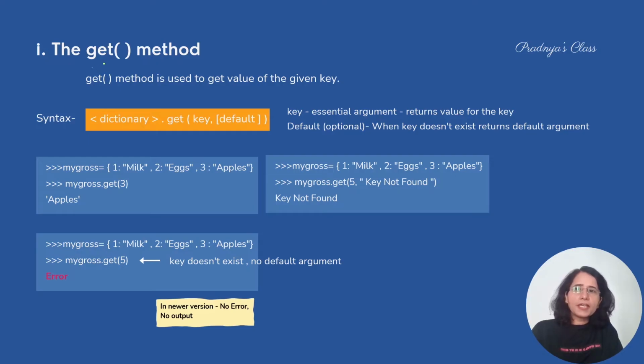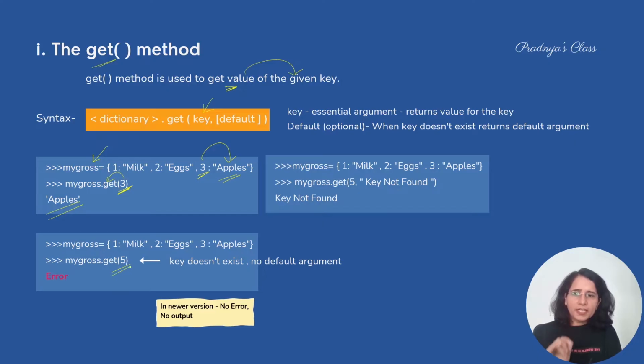The first is the get method. It is used to get the value of the given key. So here is the syntax. We have to mention the key for which we want to print the value. Look at this dictionary. I have created a dictionary of a grocery list. Now I want to print the value of key 3. You can see the value of this key 3 is apple. So when I gave this key to the get method, we got the value of that key.